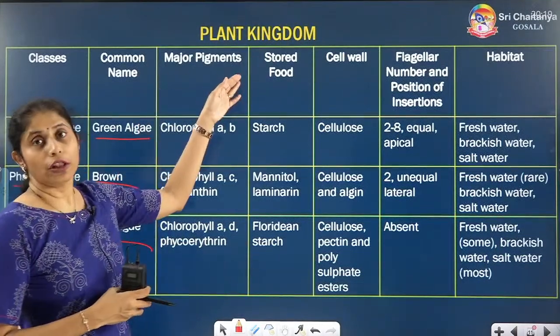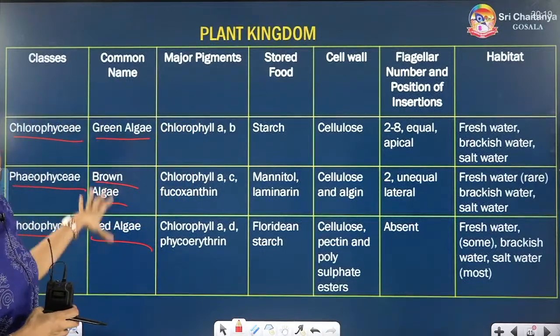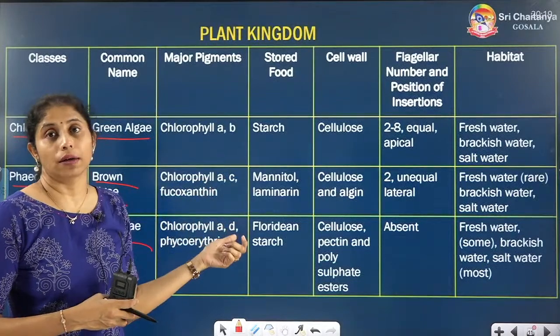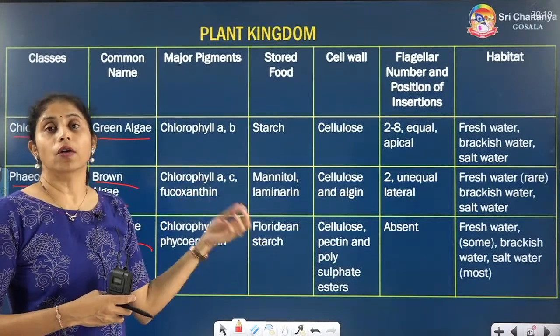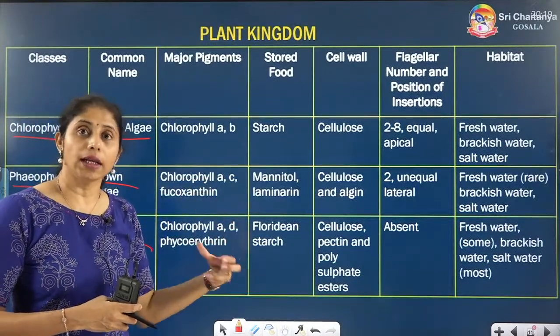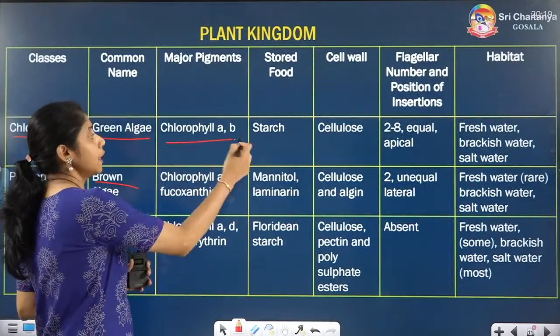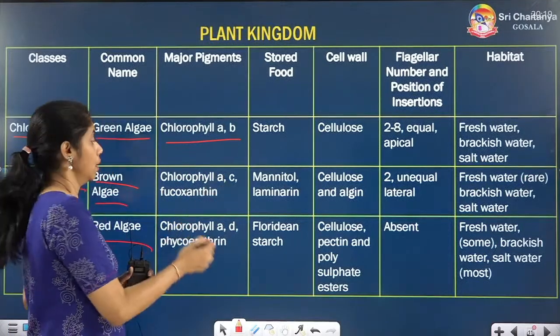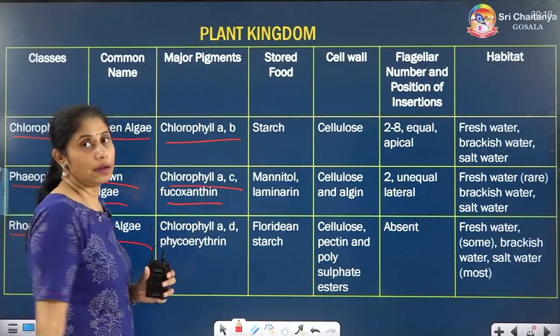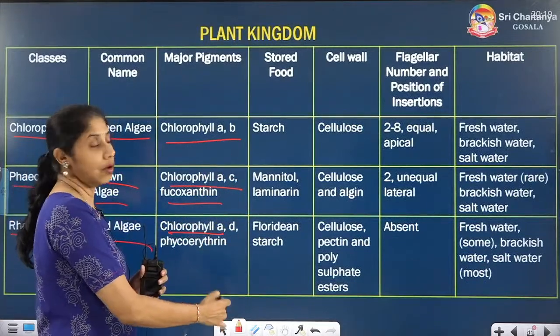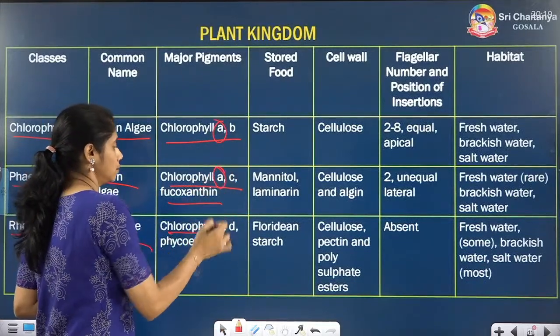So what are the major pigments? You know why they are classified by these colors? Because they contain the pigments which give them the particular color. They are looking green or brown or red in color because they contain some pigments in them. So the pigments which are mainly present are chlorophyll A and B here in green algae, A and C and fucoxanthin here. If you notice here, in all the algae, chlorophyll A is common.